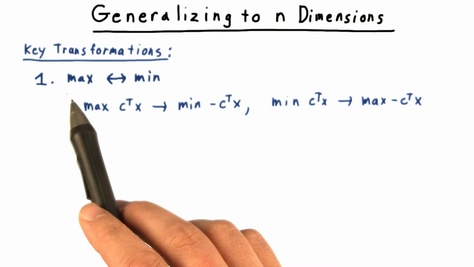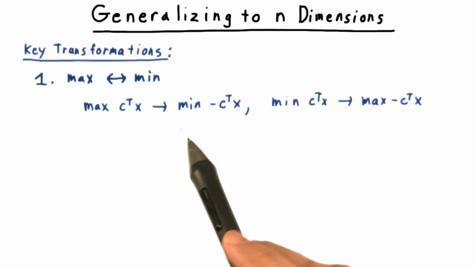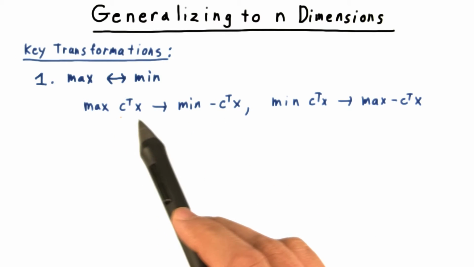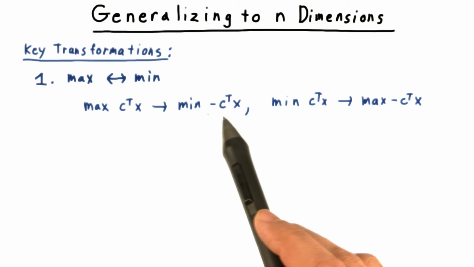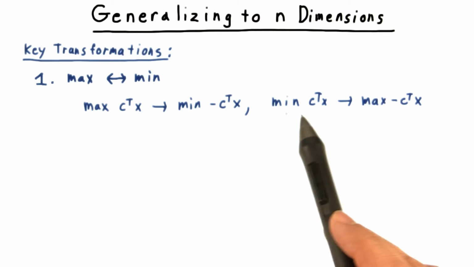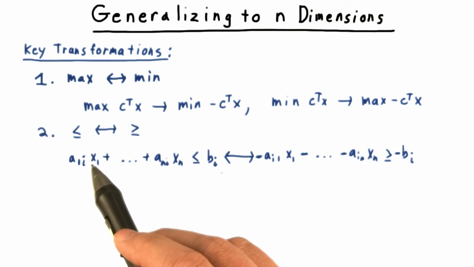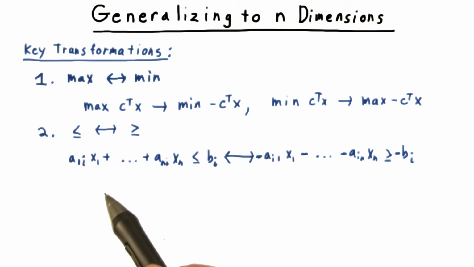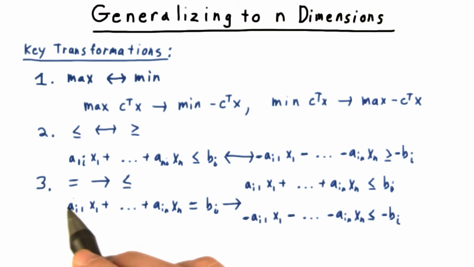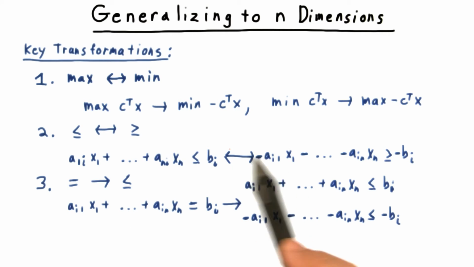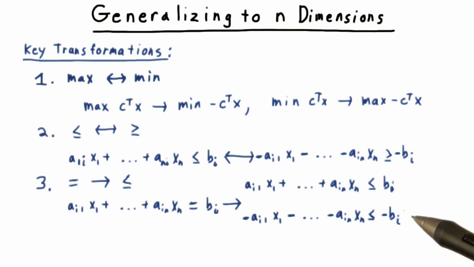To convert a max problem to a min problem, or vice versa, just negate the vector c, which contains the coefficients for the objective function. Thus, max c transpose x becomes minimizing negative c transpose x, and minimizing c transpose x becomes maximizing negative c transpose x. To convert an upper bound to a lower bound, or vice versa, in one of the constraints, we simply negate the inequality. We can convert an equality into two inequalities by giving both an upper and a lower bound constraint. Here I've applied the trick from transformation 2 to make these both at most constraints.